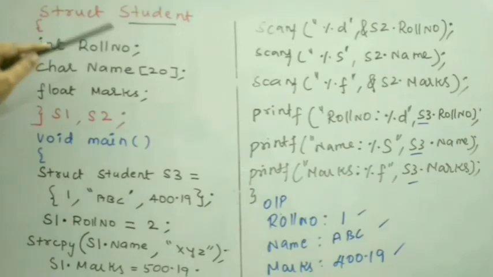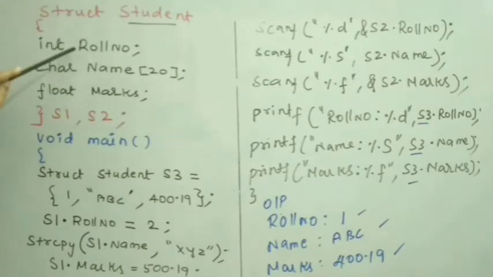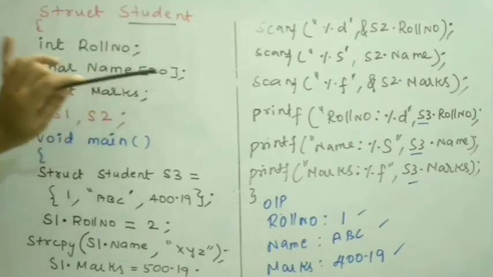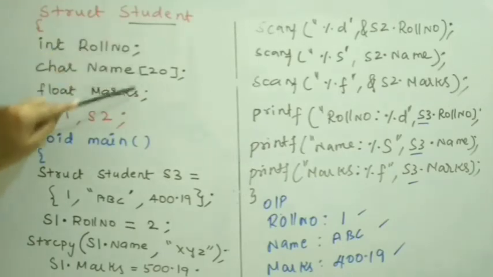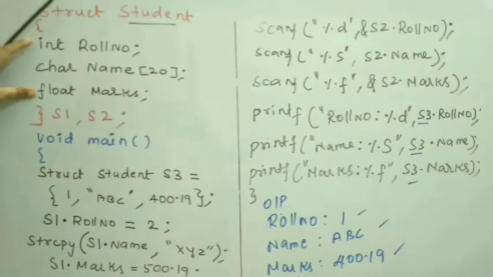Let me quickly summarize whatever I have discussed. Basically, a structure refers to a group of related data items. I have a group of related data items: roll number, name and marks. It refers to a student's details, so they are related to each other but of different data types. Roll number is an integer, name is a character array, marks is a float variable. If I want to group the data items together under a common name, that is student, I may make use of a structure.